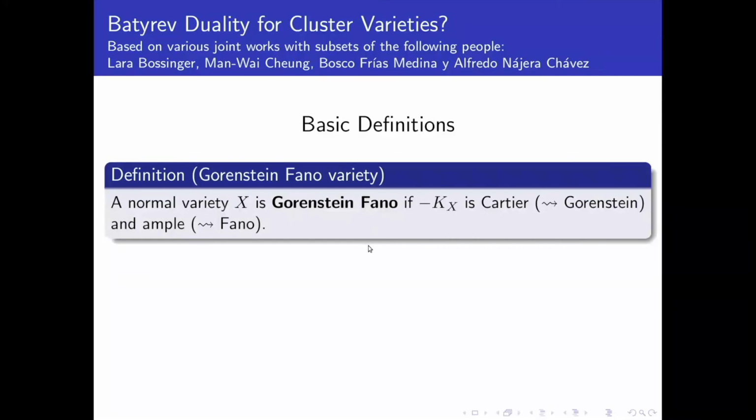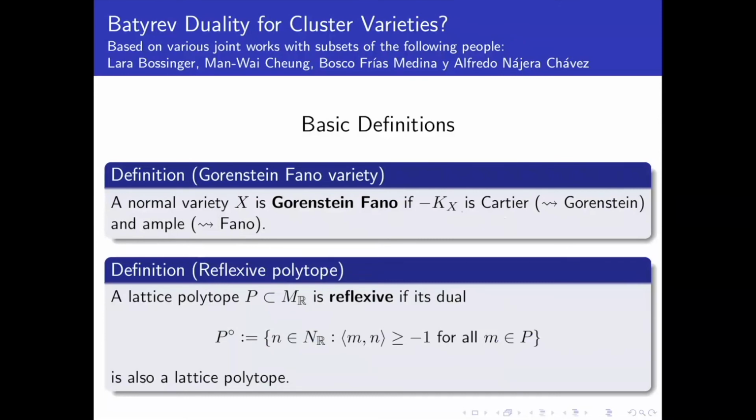First, a Gorenstein-Fano variety. A normal variety X is Gorenstein-Fano if its anti-canonical divisor is Cartier and ample. The Cartier part corresponds to the Gorenstein condition, and ample corresponds to the Fano condition. So we'll be looking at Gorenstein-Fano varieties here. Next, a lattice polytope P in M sub R is reflexive if its dual, under the natural vector space pairing or lattice pairing between M and N, is also a lattice polytope.